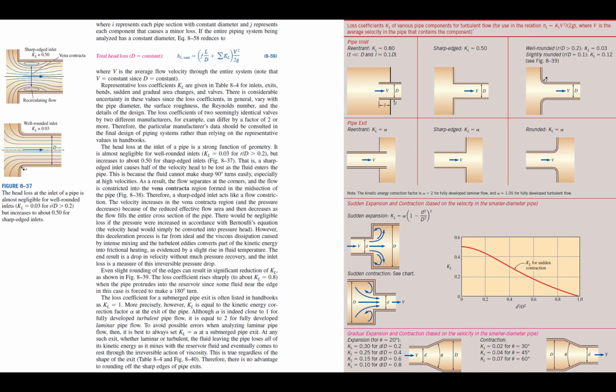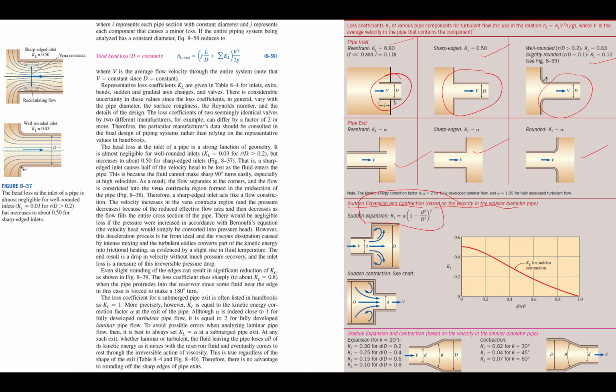A lot of experiments are done, and we calculate the k value depending on your fitting. If your pipe is like that, it is 0.5, and if it is like that, it is something else. Please follow this in every section. And this is the sudden expansion and contraction, based on the velocity in the smaller diameter pipe. So your sudden expansion value KL is this.